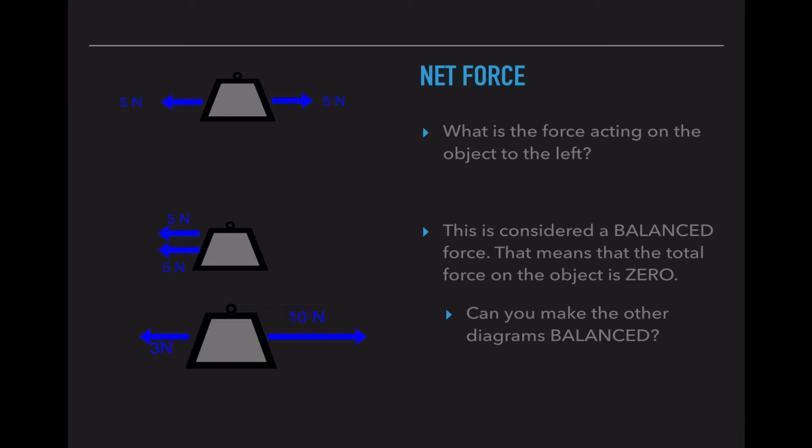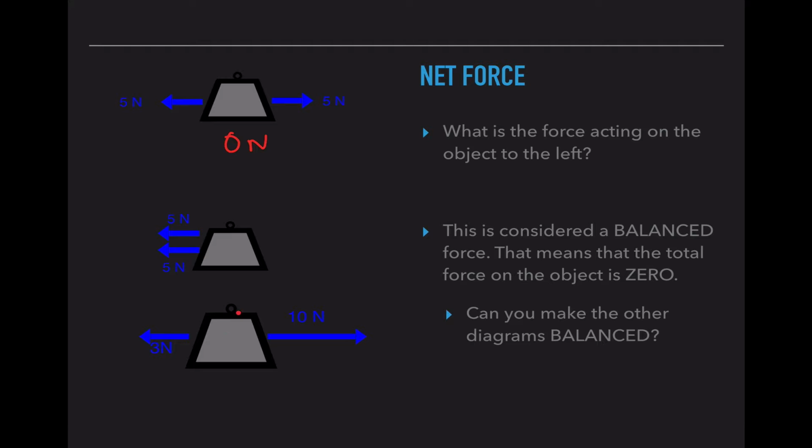In these examples, we have the net force acting on the objects. On the top one, we have a net force of 0 newtons. So this is like a tie in tug of war. 5 newtons pulling to the left and 5 newtons pulling to the right. This is considered a balanced force. That means that the total force on the object is 0.